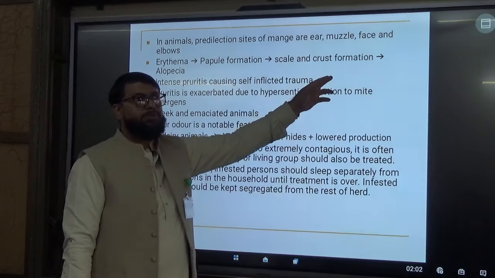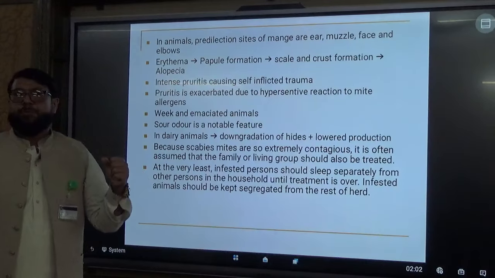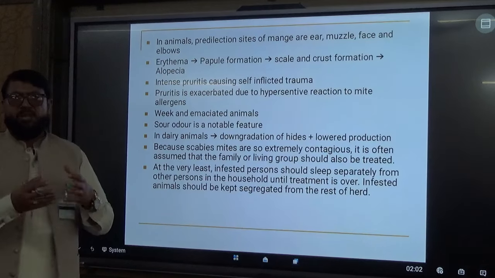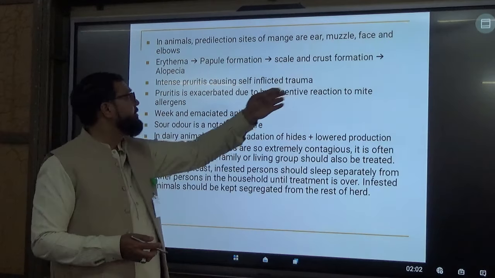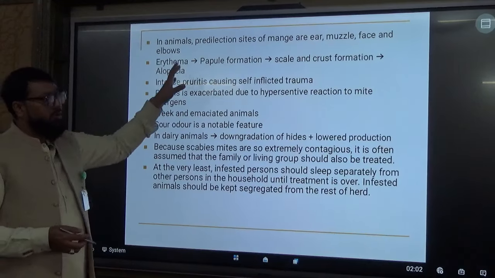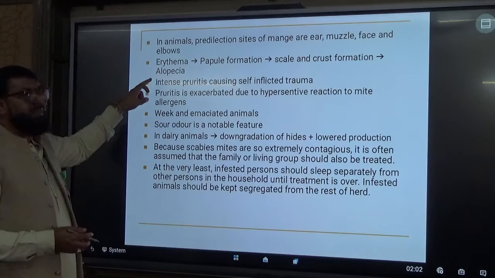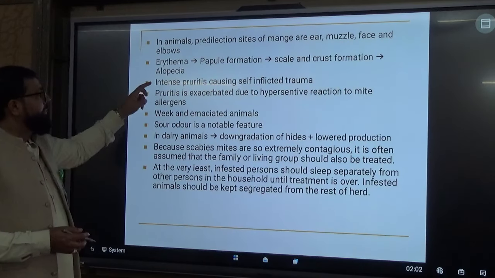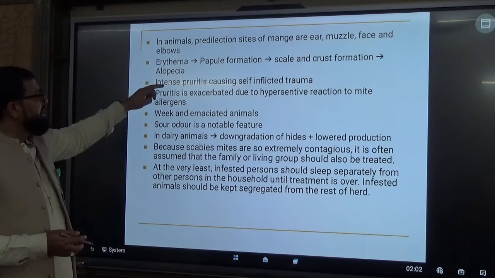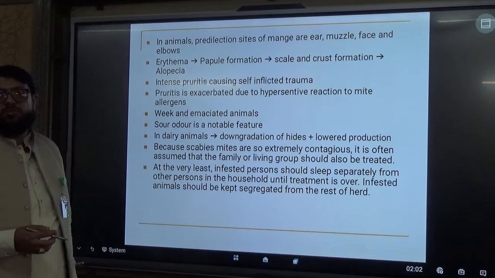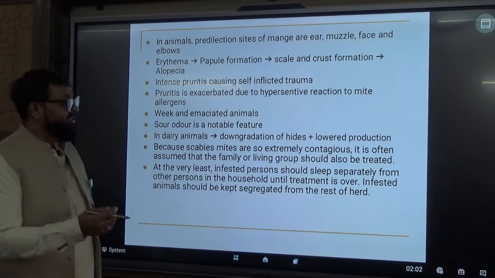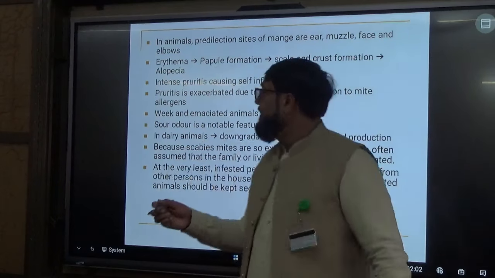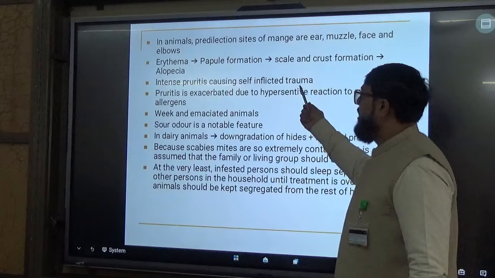Scale and crust formation. Those papules will be bursting, releasing the fluid inside, and that ends up with scale formation and crust formation over there. And all the affected areas will be suffering from alopecia. Due to this activity, there will be intense pruritus, the scratching of the skin, and this scratching can lead to self-inflicted trauma.